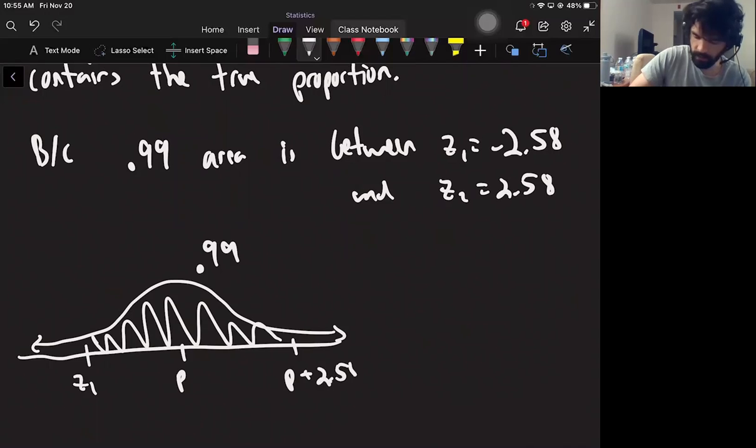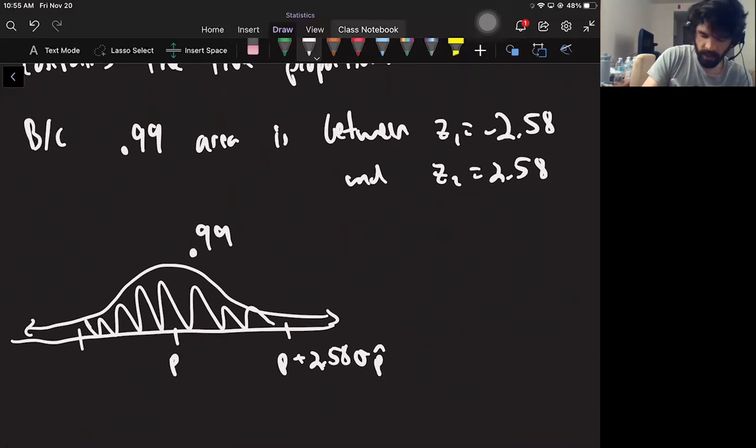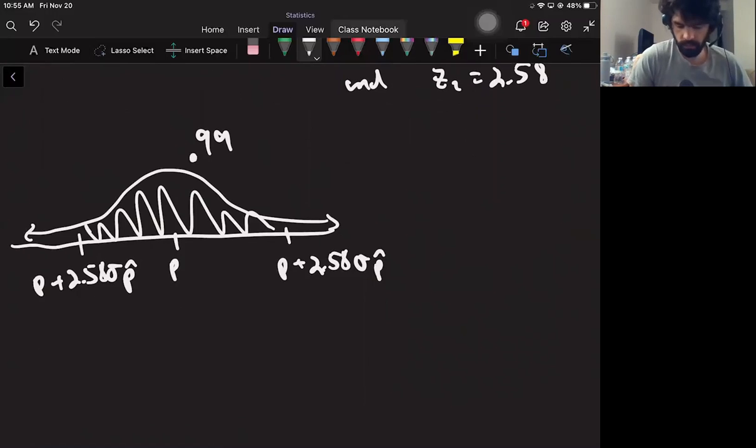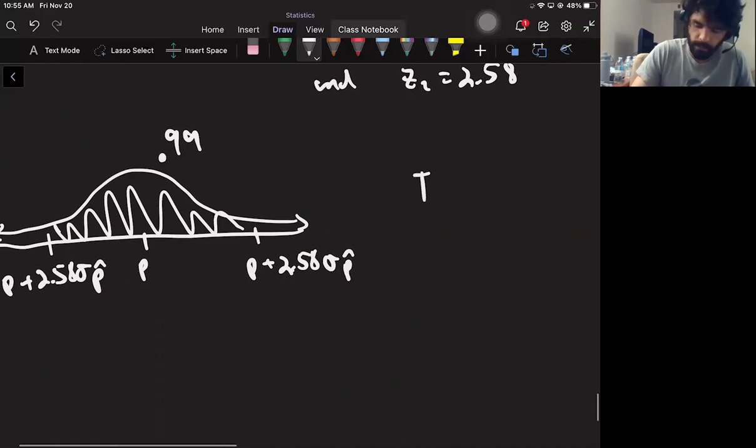But it all works out the same. So all we're doing is we're still looking at the distribution where we don't really know where the true proportion is, but we know that if I add 2.58 and subtract 2.58 standard deviations, that I'll get 0.99 of the area. And then going through the same argument as before, I'll get the same idea as I did before, where I said that the true proportion was between these two things with 95% confidence, but now I'll say it with 99% confidence. So it all works the same.